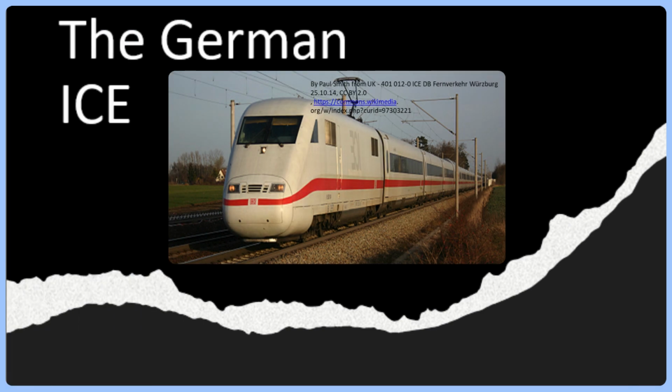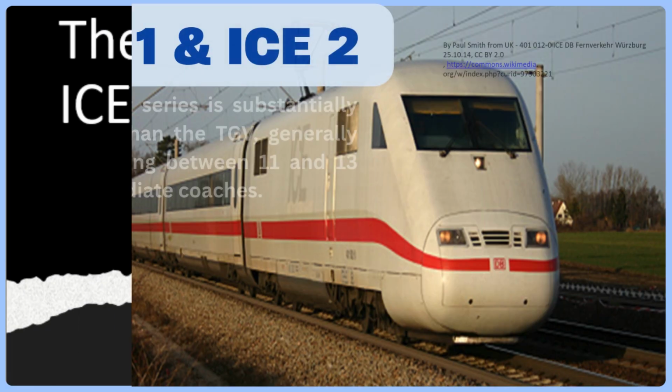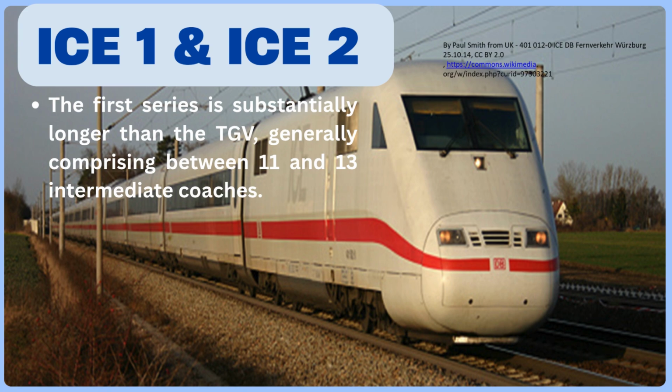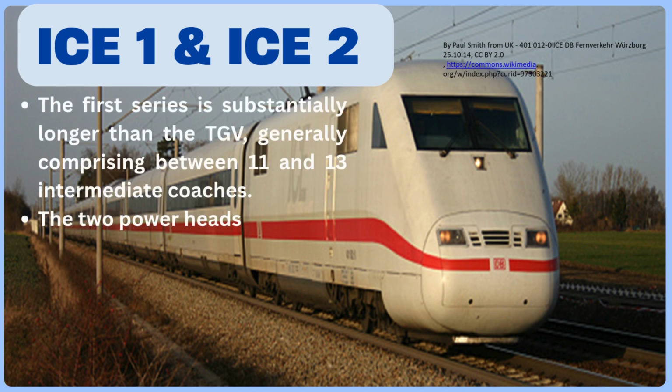Now we will move on to Germany's ICE trains. The first series of ICE trains operated by Deutsche Bahn is notably longer than the TGV, typically featuring 11 to 13 intermediate coaches. These trains utilize solid monoblock wheels and air suspension on their axles. Each of the 2 power units is equipped with powered bogies, driven by 2 3-phase asynchronous motors, delivering a total rated power of 4.2 megawatts.